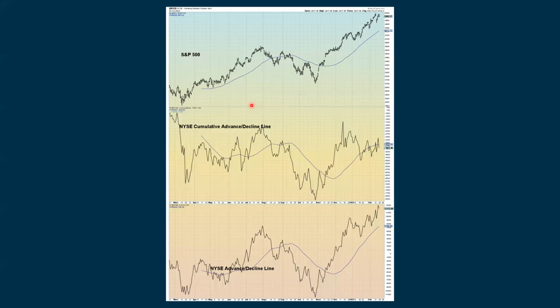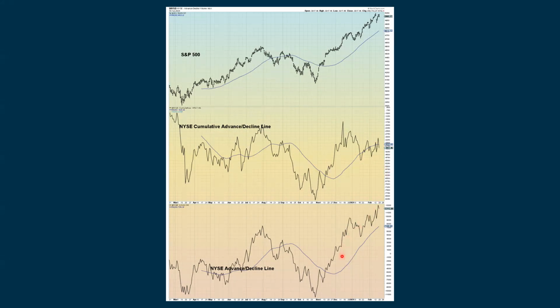Then we look at a number of different advanced decline lines. And I show this one off and on. I actually showed this chart a couple of times in the daily videos. On top, we have a cumulative advanced decline line for the NYSE. And that's like a running total. And when we have an up day, this has a tendency to really spike up. When we have a down day, that really spikes down. And that can give us a little bit different of a read than what we see down on the bottom.